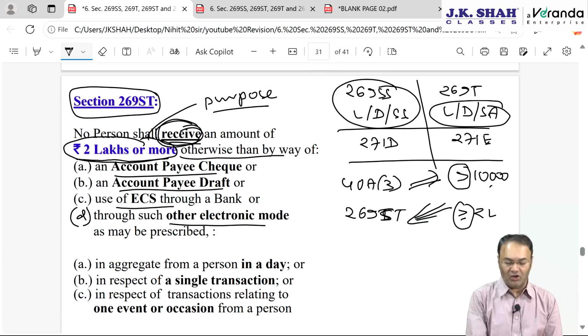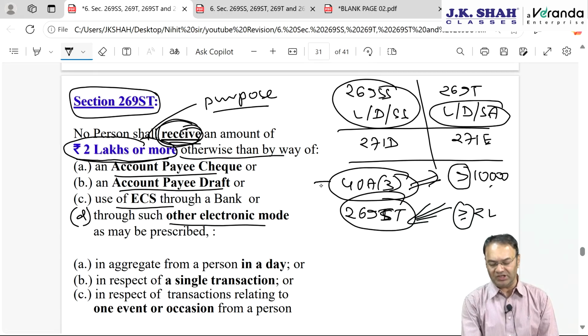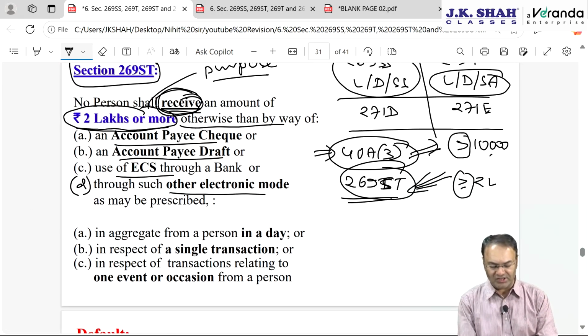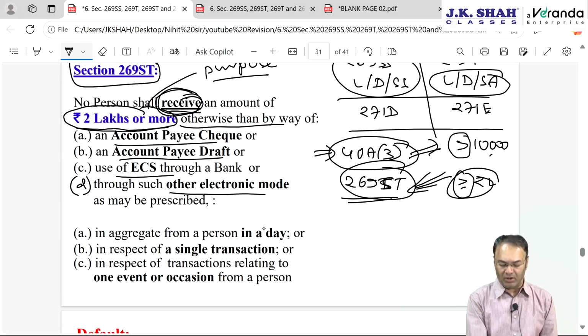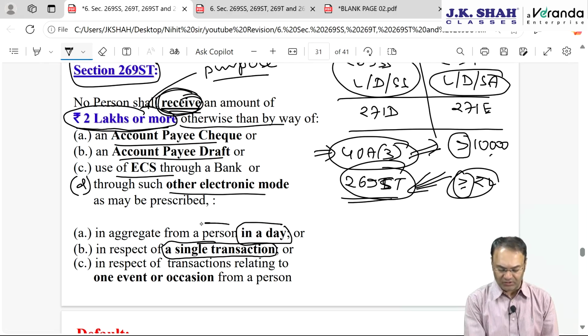Now 40A(3) was a daily limit. This section is not only a daily limit. The government knows that people easily circumvent. How people circumvent 40A(3), how people avoid 40A(3), the same thing should not happen for this section. So here the government has imposed a limit. It is a limit per day also. It's a limit per bill or per transaction or per invoice also. Of course, it is per person.